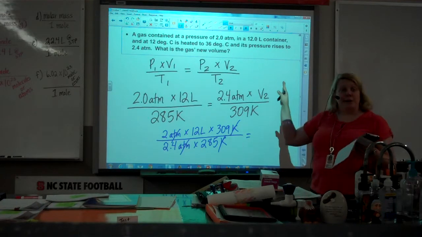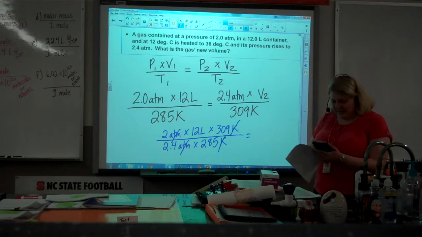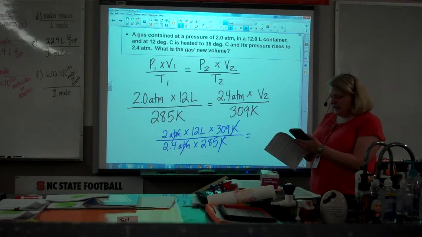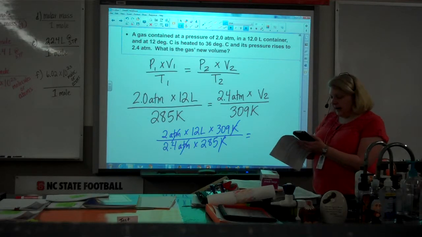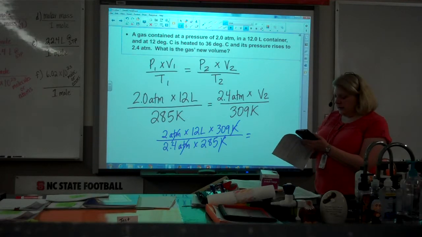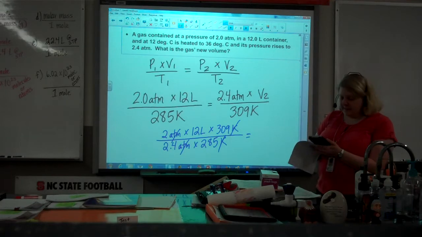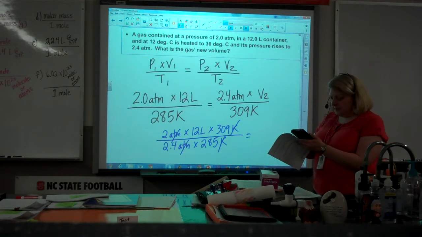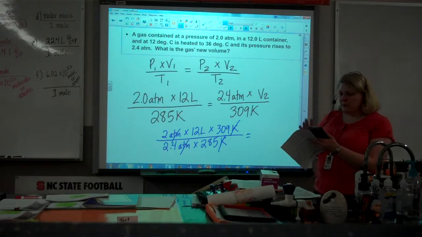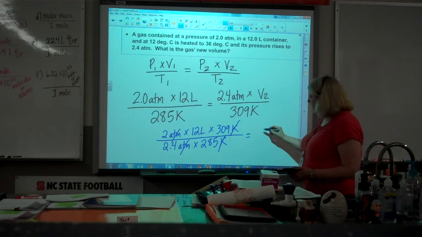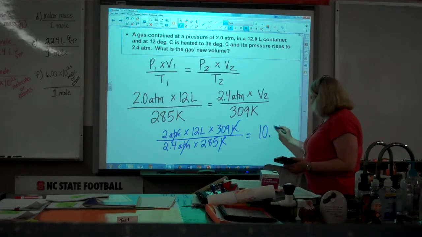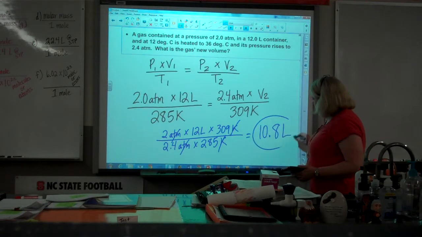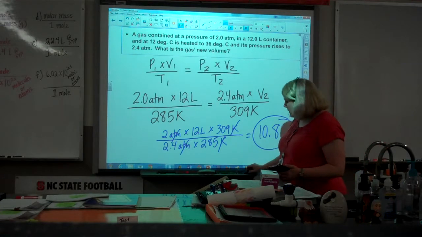And this problem was not picky. They just wanted to know the volume. They didn't give us a specific unit. So in your calculator, you're going to do 2 times 12 times 309 divided by, in parentheses, 2.4 times 285. And remember, when you have 2 numbers in the denominator, use your parentheses. So this time I get 10.8 liters. Okay, 10.8 liters for this one.